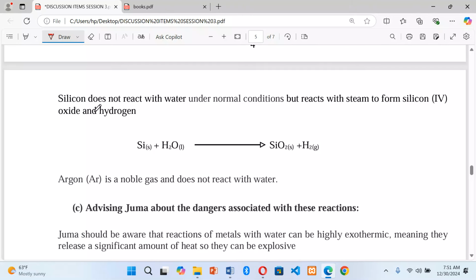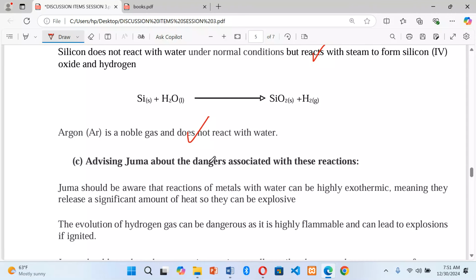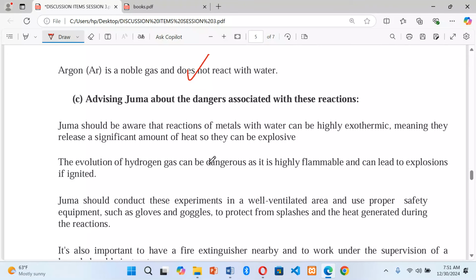Then silicon does not react with water under normal conditions, but reacts with steam to form silicon(IV) oxide. So it reacts with only steam. And then argon is a noble gas. It does not react with water. And that is our reaction of period 3 elements. We can put them down. Any other time this question can come in a different style, but you can use the same approach.